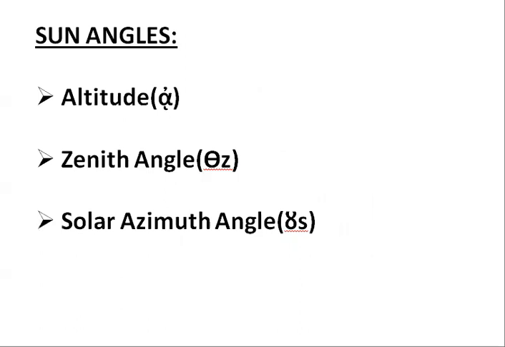And next, coming to the sun angles, here the sun angles are given in three ways. Those are altitude, zenith angle, and solar azimuth angle. The altitude is indicated with the letter alpha, and zenith angle is indicated by theta z symbol, and solar azimuth angle can be indicated by gamma s.